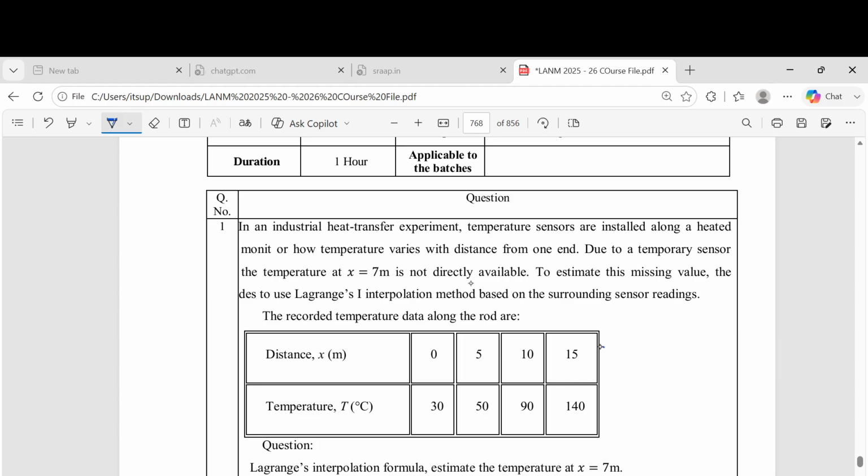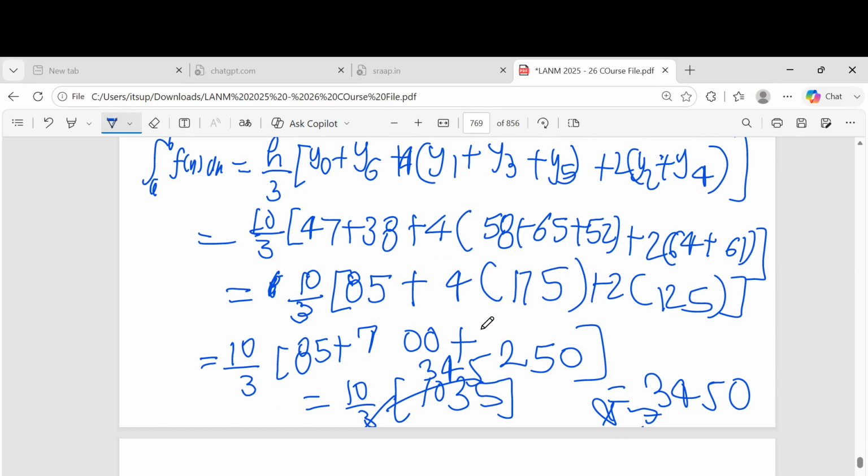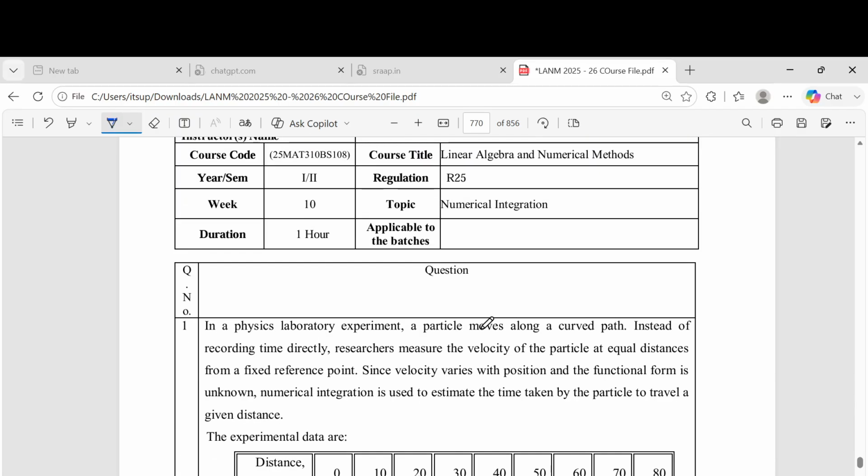This is a question from Lagrange's theory. For appearing in the exam, you must solve each question of the tutorial. If you solve the questions from the tutorial, you get good marks. There is a large collection of tutorial questions, so you can easily construct these questions.